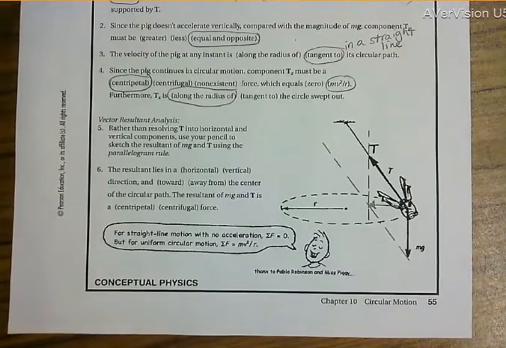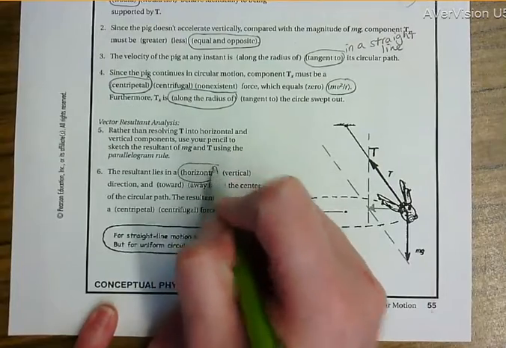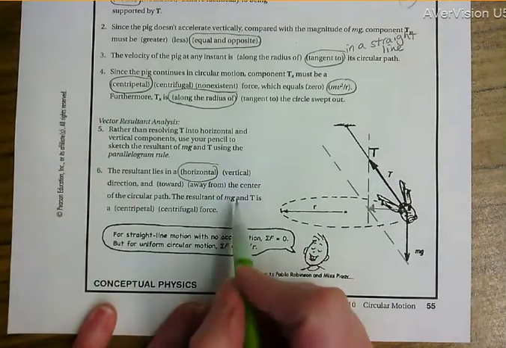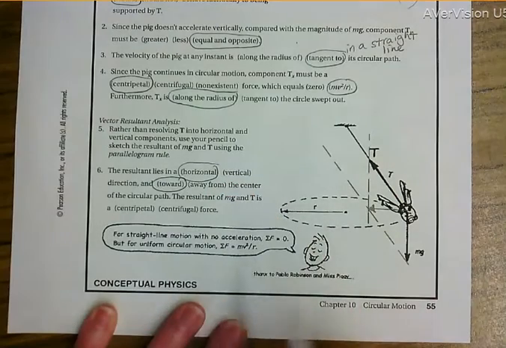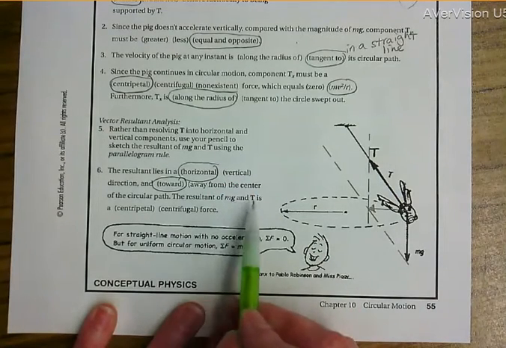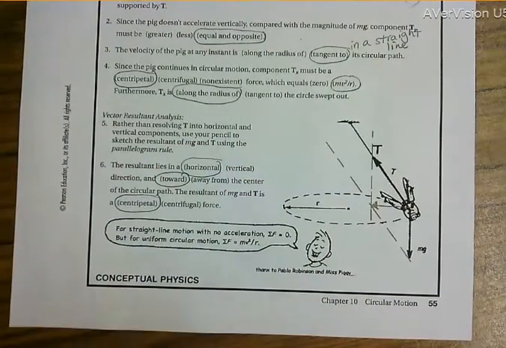The resultant lies in a horizontal direction, toward the center of the circular path. The resultant of weight and tension is also centripetal force because it's acting towards the center of a circle. So that's what kept our flying pig in action.